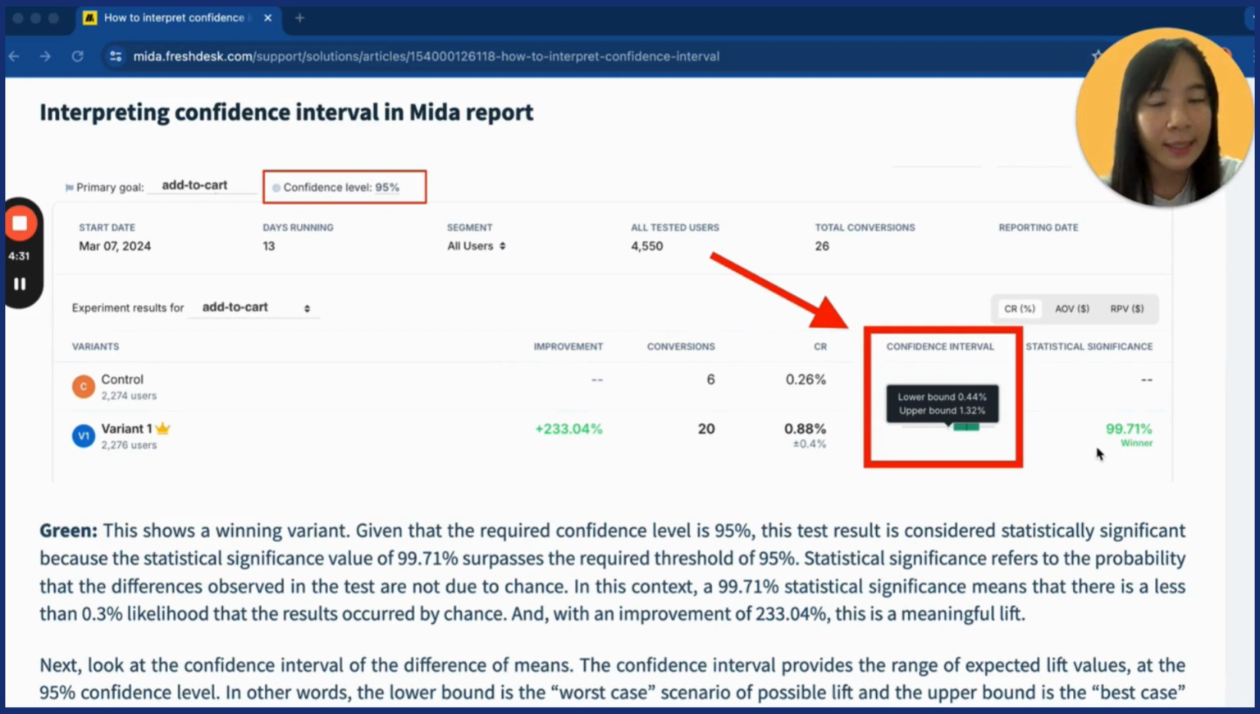And MIDA has declared this variant 1 as a statistical significance winner because given this statistical significance value of 99%, it meets your threshold, or your required confidence level of 95%, right? And then when you look at the improvement as well, variant 1 has a huge leap of around 233% improvement. So this is a meaningful leap and you can really feel confident about the change.